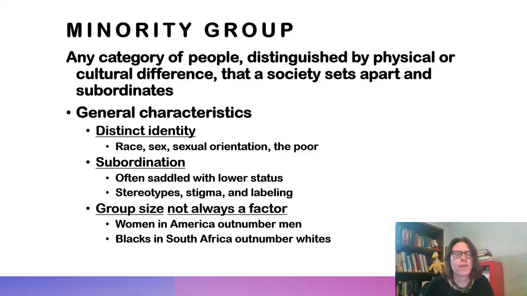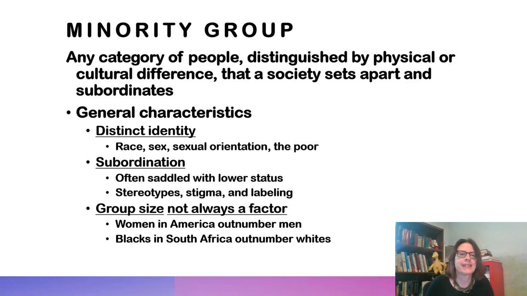So whenever you're talking about the isms, gender, racism, sexism, ageism, the inequalities, classism, we're looking at the belief that one group is inherently better than another group. So with the minority group, what you're trying to do is oppress and discriminate against a particular group. So it's any category of people distinguished by physical or cultural differences that a society sets apart and subordinates. Now, we like to subordinate people that we can fairly easily recognize.